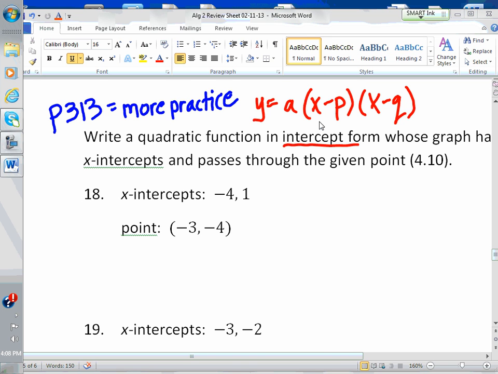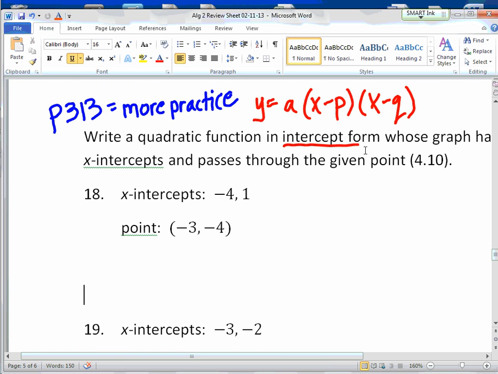Okay, so moving on to questions 18 and 19. This question says, write a quadratic function in intercept form whose graph has the following x-intercepts and passes through the given point. If you want more practice with these particular kinds of problems, you can look at page 313.